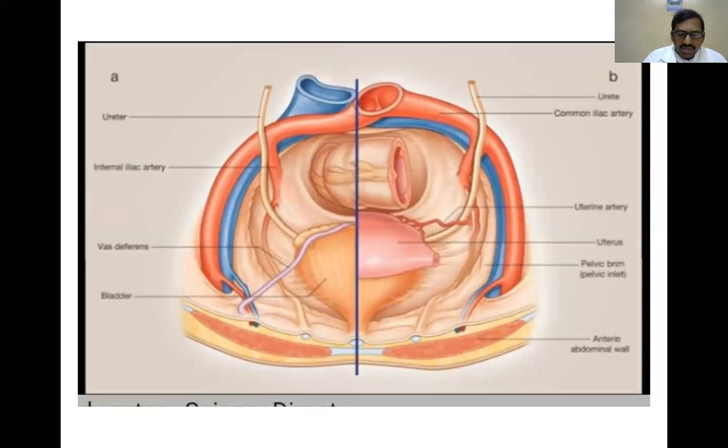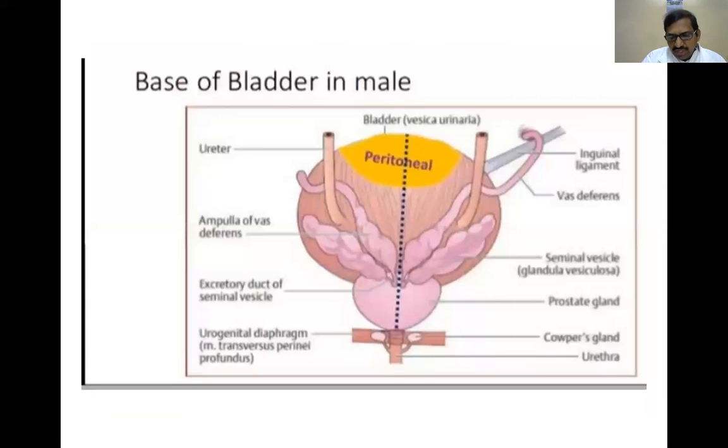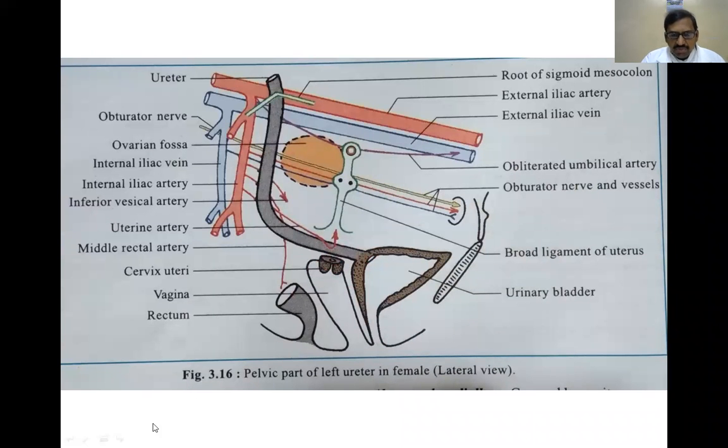The relations of these different parts are also very important surgically. If you go to the surgical department, you must be very careful, especially during hysterectomy. During hysterectomy, you must be aware of the position of the ureter, otherwise you may damage it, which leads to complications. That is why you must be very careful with the pelvic part of the ureter. Here this is the vertical part, this is the horizontal part, and this small one is the intramural part.